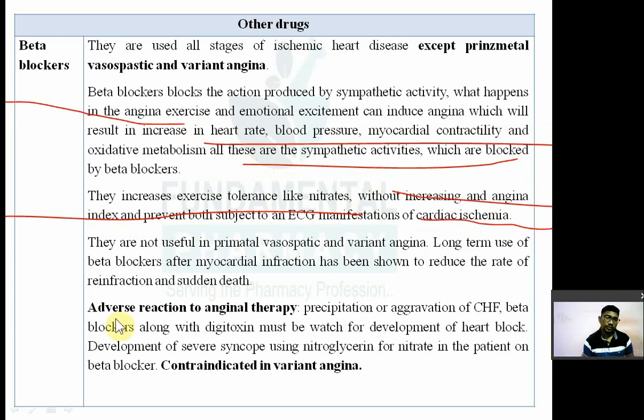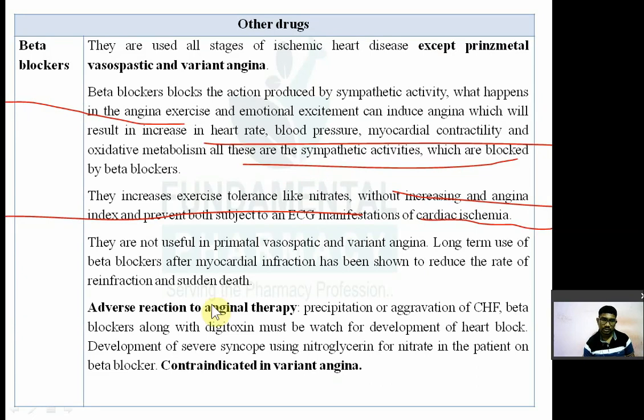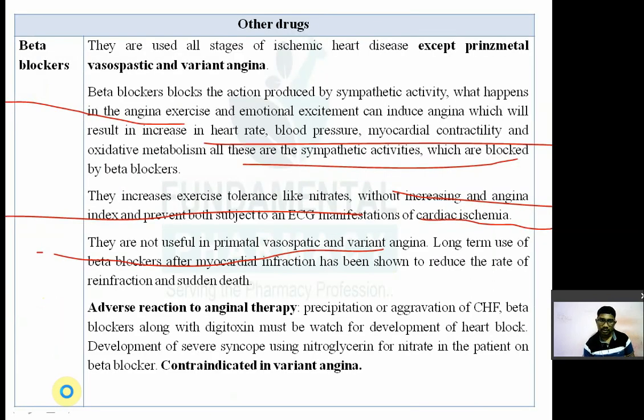ये क्या करेंगे? वो हार्ट का लोड कम करेंगे, ठीक है, हार्ट की एक्टिविटी कम करेगा, जो बीट कर रहा है, जो फोर्स ऑफ कॉन्ट्रैक्शन है उसको कम करेंगे ताकि हार्ट को एनर्जी कम लगे. They increase the exercise tolerance. They are not useful in the prinzmetal or vasospastic and variant angina. Long term use of beta blockers after myocardial infarction has been shown to reduce the rate of reinfarction and sudden death.